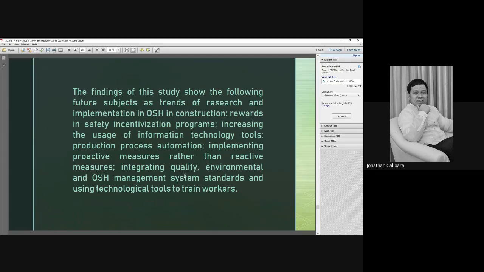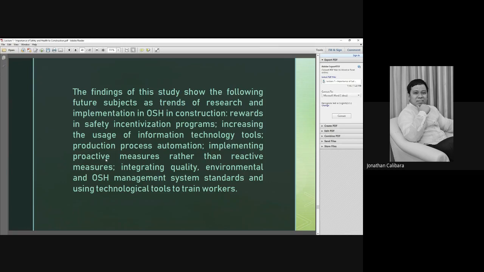So, you have here... the findings of this study show the following features such as trends of research evaluation, rewards in safety incentivization programs, increasing the usage of information technology tools, production of process automation, implementing proactive measures rather than reactive measures. The word proactive.